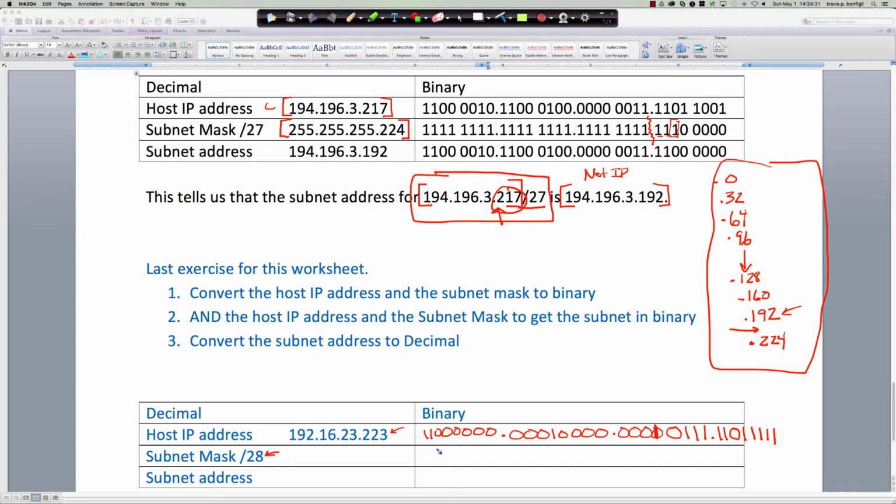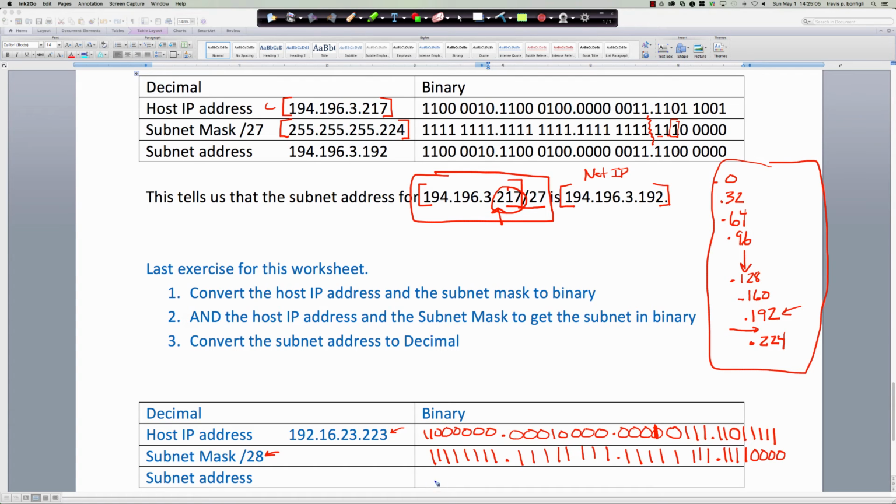The subnet mask is a /28. Again, the subnet masks are kind of easy to work with here. So 1, 2, 3, 4, 1, 2, 3, 4, dot, 1, 2, 3, 4, 1, 2, 3, 4, dot, 1, 2, 3, 4, 1, 2, 3, 4, dot. Now we're into where we've borrowed some of the host bits. So the first 4, 1, 2, 3, 4. So there's our subnet mask in binary.